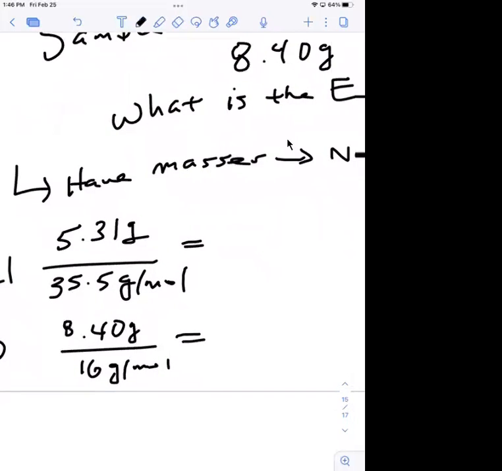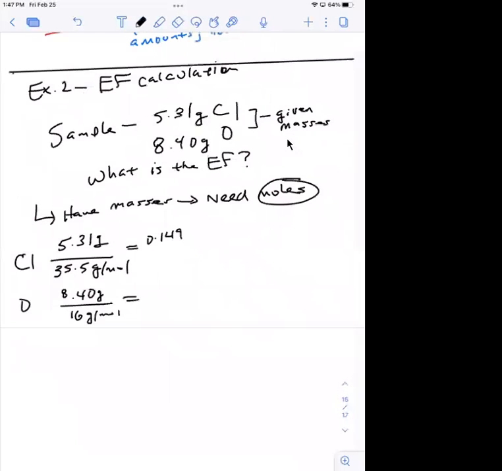I got 0.149, 0.15 for the top one. Okay, let's go ahead and round that up. So 0.15 moles for chlorine. And then what about oxygen? 0.525. Okay, 0.525 for oxygen. All right, so now we are two-thirds of the way done.